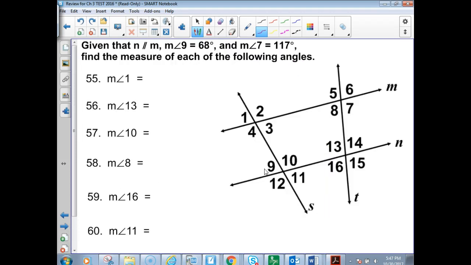Okay, got another set here. Hope I'm getting close to being done. It's getting really late, 5:45.